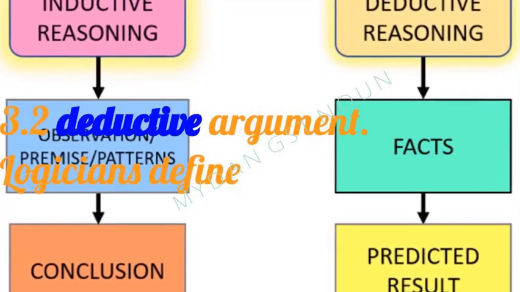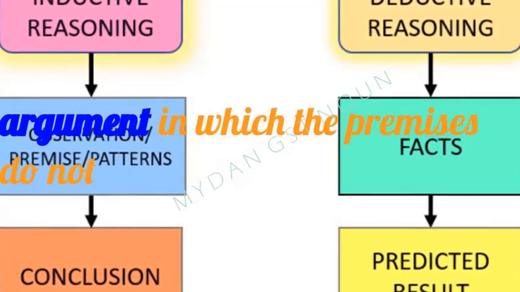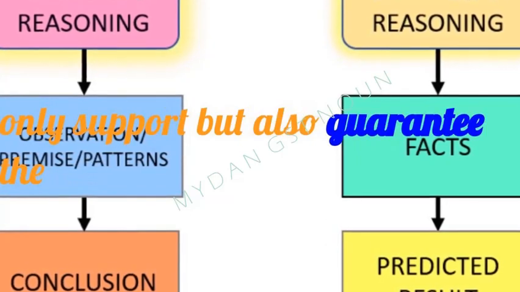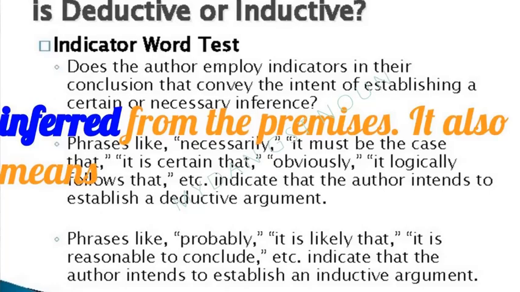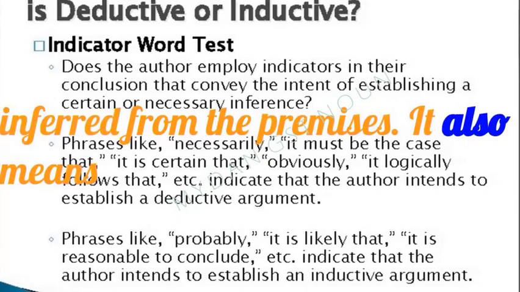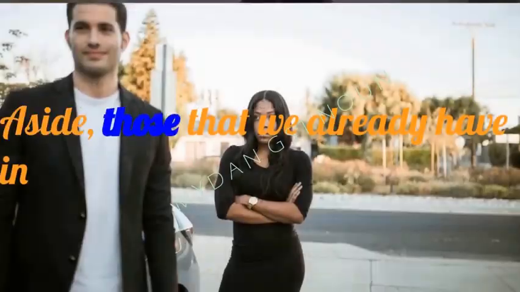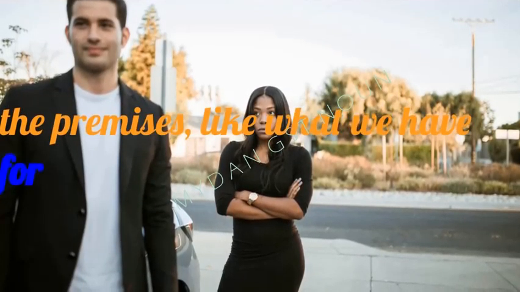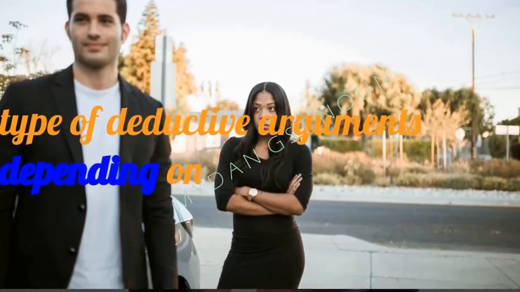3.2. Deductive argument. Logicians define a deductive argument as that kind of argument in which the premises do not only support, but also guarantee the conclusion. In other words, the conclusion is directly inferred from the premises. It also means that the conclusion does not contain any new information aside from what we already have in the premises.